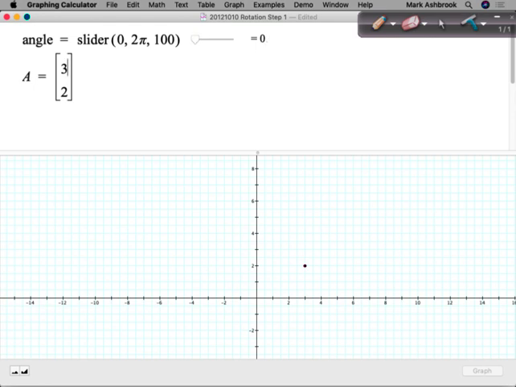But if I move that point over to, say, -3.2, now that's the starting point for angle equal to 0, and it rotates from there. And then I could do, say, 0, -1, start at 0, -1, and then it would rotate from there.